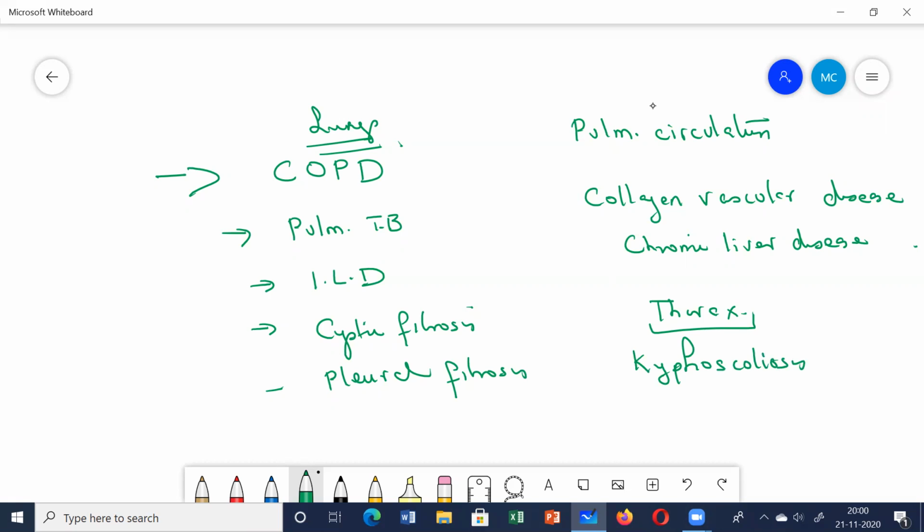Actually, in kyphoscoliosis there is an abnormal curvature of the spine. Both kyphosis and scoliosis are there. There is an abnormal curvature of the spine from side to side as well as back to front.